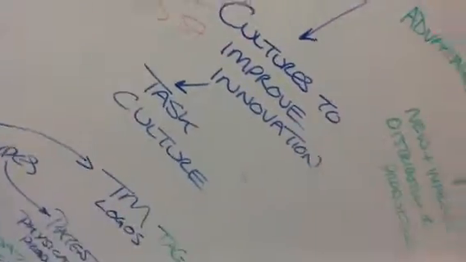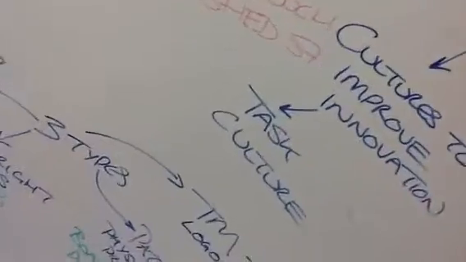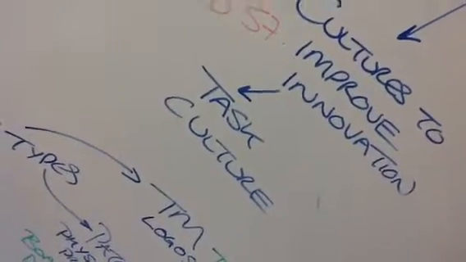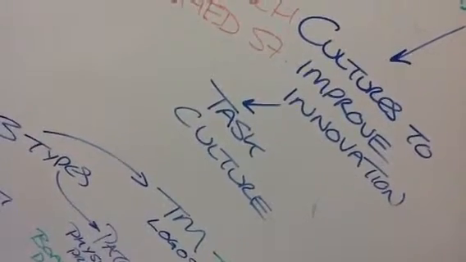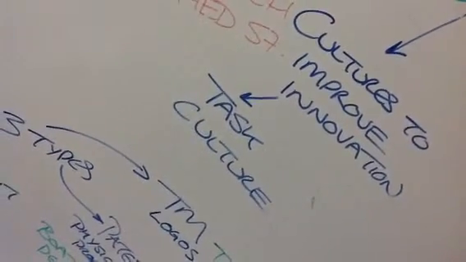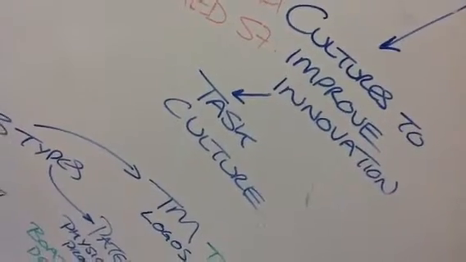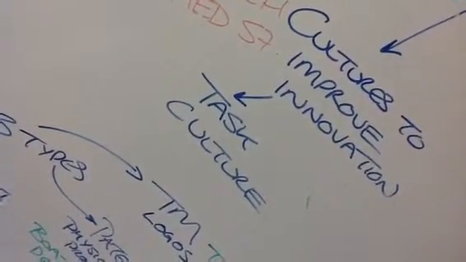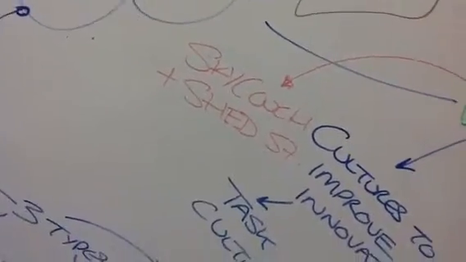The next section you need to know in innovation is about the cultures to improve innovation. The one you really need to be able to explain is a task culture. This is where a group of specialists come together to complete a task. The reason why it's such a benefit is because all those different specialisms come together and it creates a great way of improving products. The example for Air New Zealand is Sky Couch. You should have some notes on Sky Couch, and I think it's called Shed 57, but I'm not quite sure. But Sky Couch is the major one.